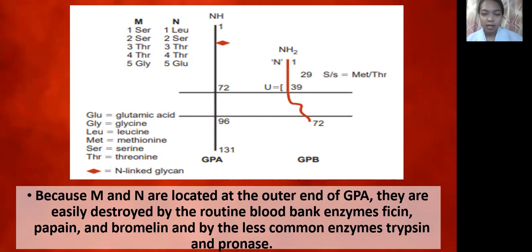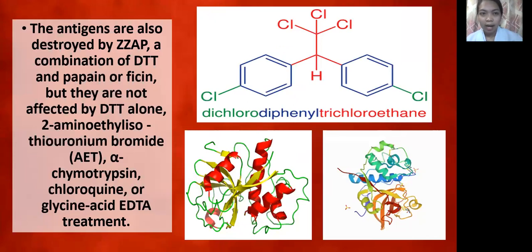Next, the antigens are also destroyed by ZZAP, which is a combination of DTT and papain or ficin. But they are not affected by DTT alone. There is also the 2-aminoethylisothiouronium bromide, or the AET. There is also alpha chymotrypsin, chloroquine, or glycine acid treatment.